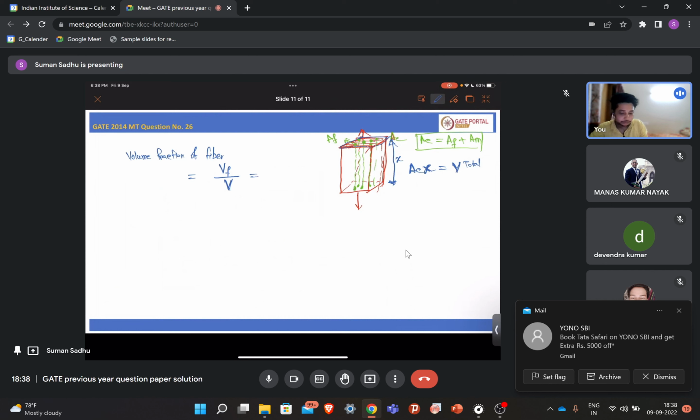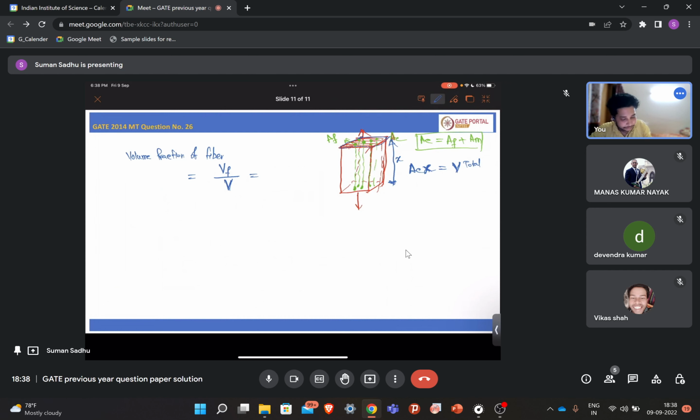So now what will be the volume of the fiber? Volume of the fiber will be the area of the fiber, that is AF, into this height, because the fiber also has the same length as the composite, right? So this height is the same for the fiber, the composite, and the matrix. So the height of the fiber is also X. This is the volume of the fiber, divided by V. V means what? AC into X. So what you are getting, AF by AC, is basically the volume fraction of the fiber.